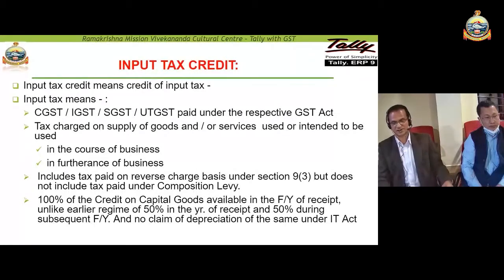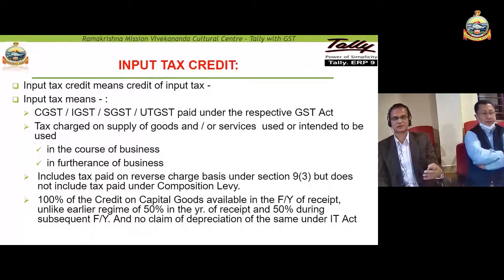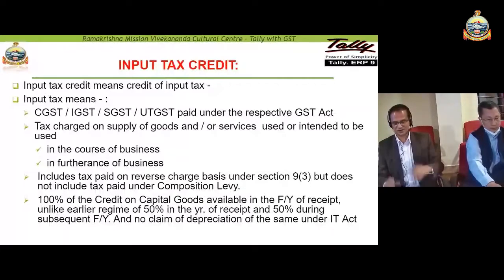But there is only one condition: depreciation under the Income Tax Act cannot be claimed on that part of the value which forms the ITC on any capital goods. To explain it easily, whatever taxes have been paid and on which credit has been availed, while computing depreciation under the Income Tax Act, these are to be excluded from the value on which depreciation is claimed.